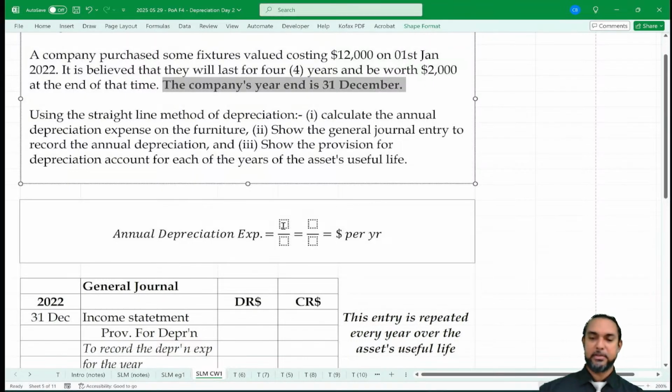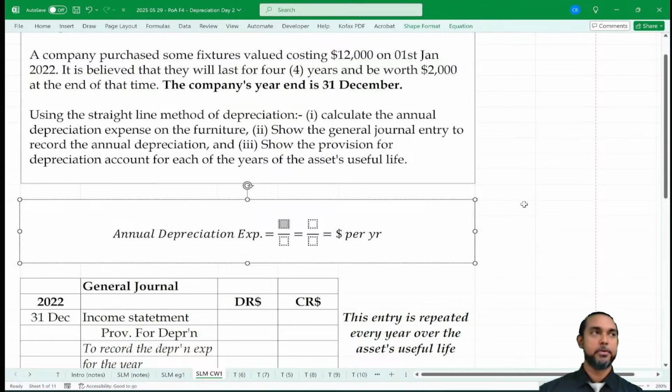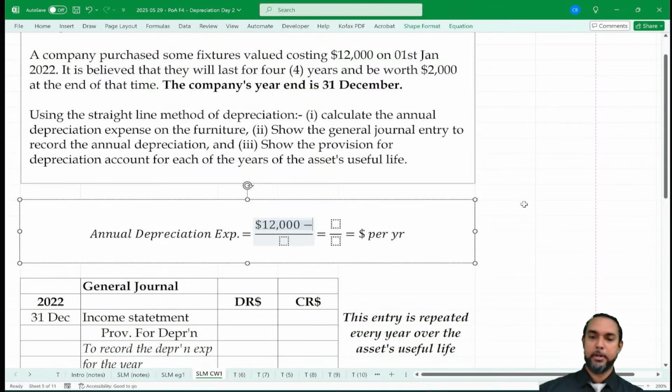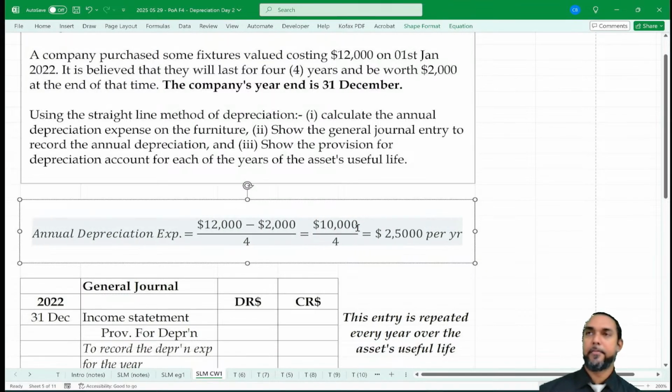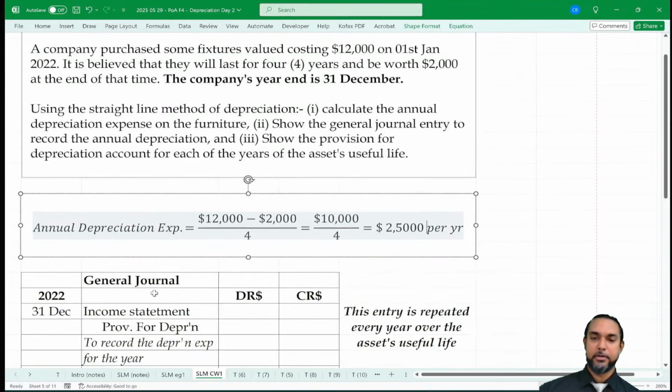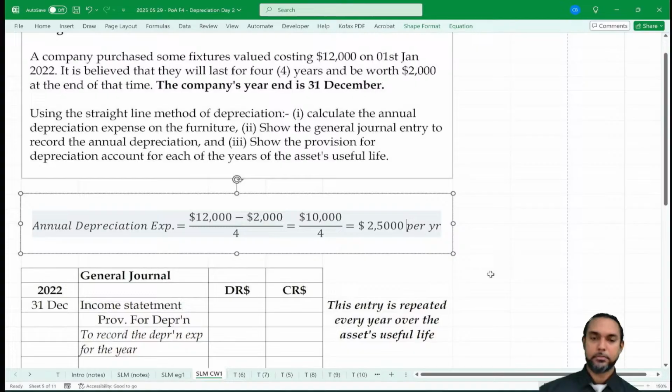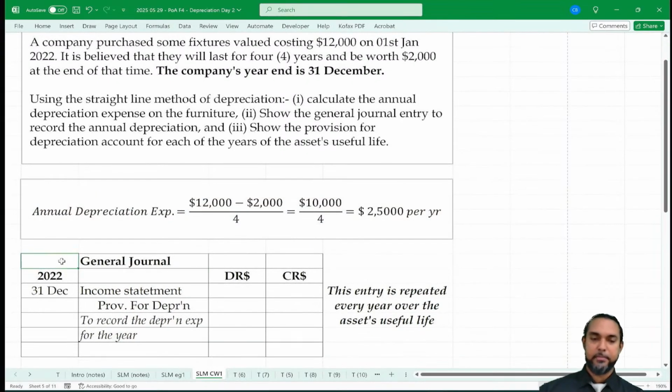Alright, let's plug in some figures here. We have 12,000 minus 2,000 divided by 4. So this will give us 10,000 divided by 4, which is 2,500 per year. Alright, cool. And then the general journal entry will be exactly like this here, but with 2,500 instead.